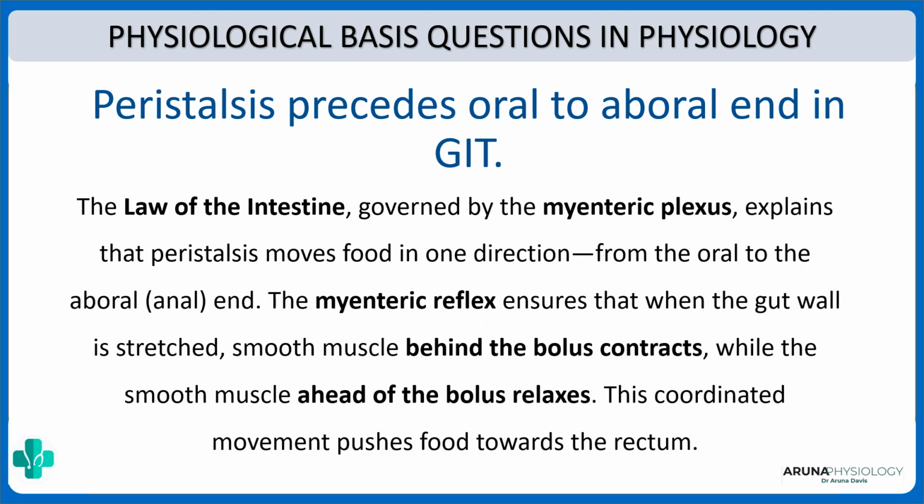So the law of the intestine, governed by the myenteric plexus, explains the peristaltic movement of food in one direction from the oral to the aboral end. The myenteric reflex ensures that when the gut wall is stretched, the smooth muscle behind the bolus contracts while the smooth muscle ahead of the bolus relaxes. This coordinated movement pushes the food towards the rectum. So that is the basis behind why peristalsis proceeds from the oral to the aboral end.